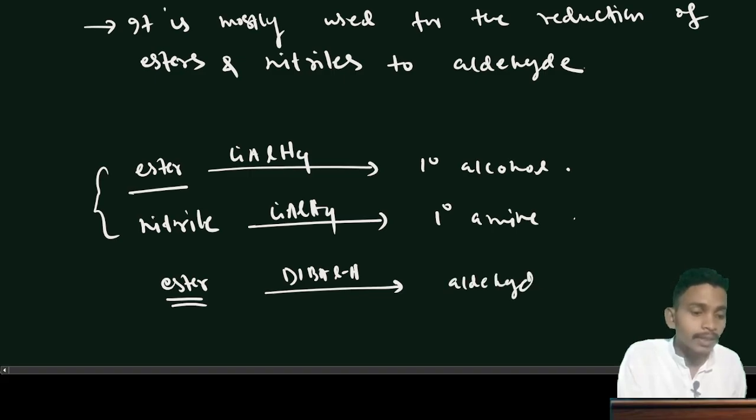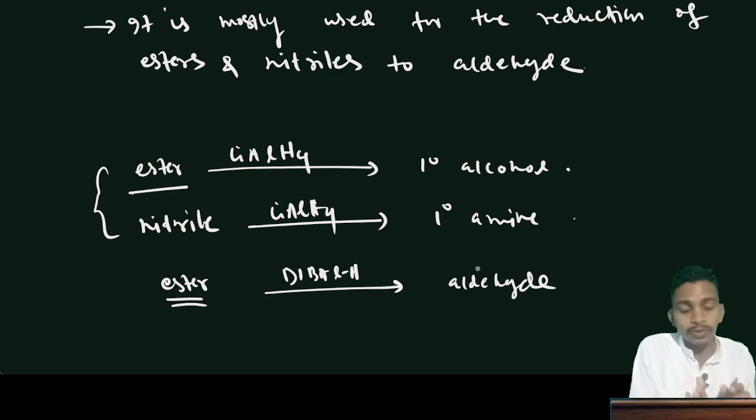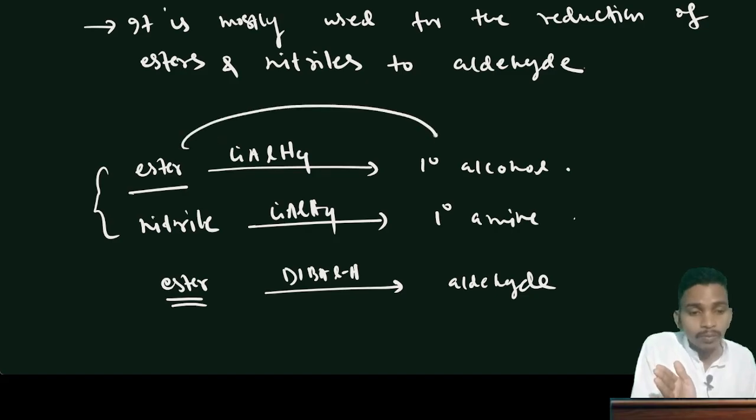It means that it will partially reduce the ester to an aldehyde. Partial reduction. Why am I saying that? If you use an ester with LiAlH4, it is directly converted into 1 degree alcohols. But if we are using DIBAL-H, then it will reduce to aldehydes. It will not do further reduction to alcohols. It stops at the aldehyde stage.